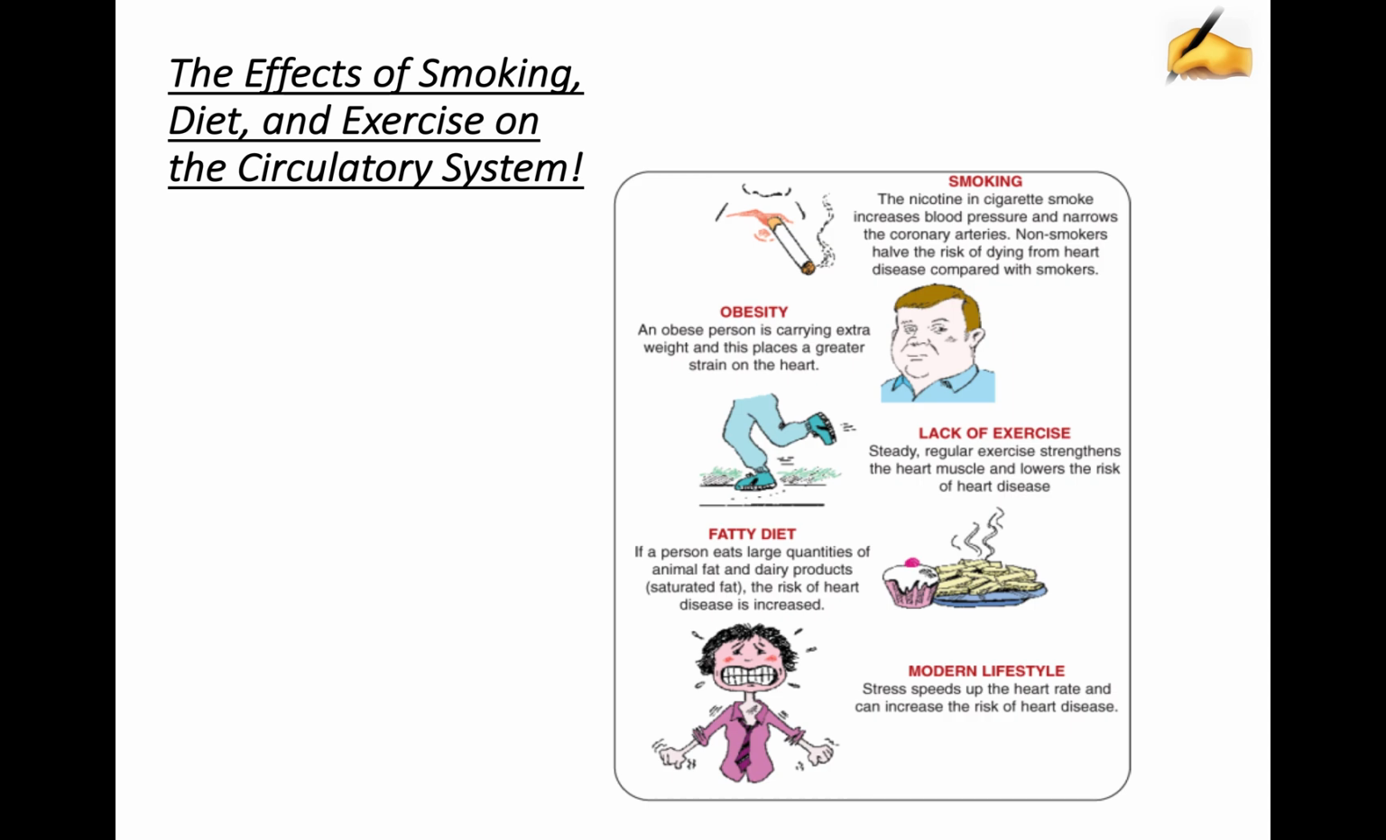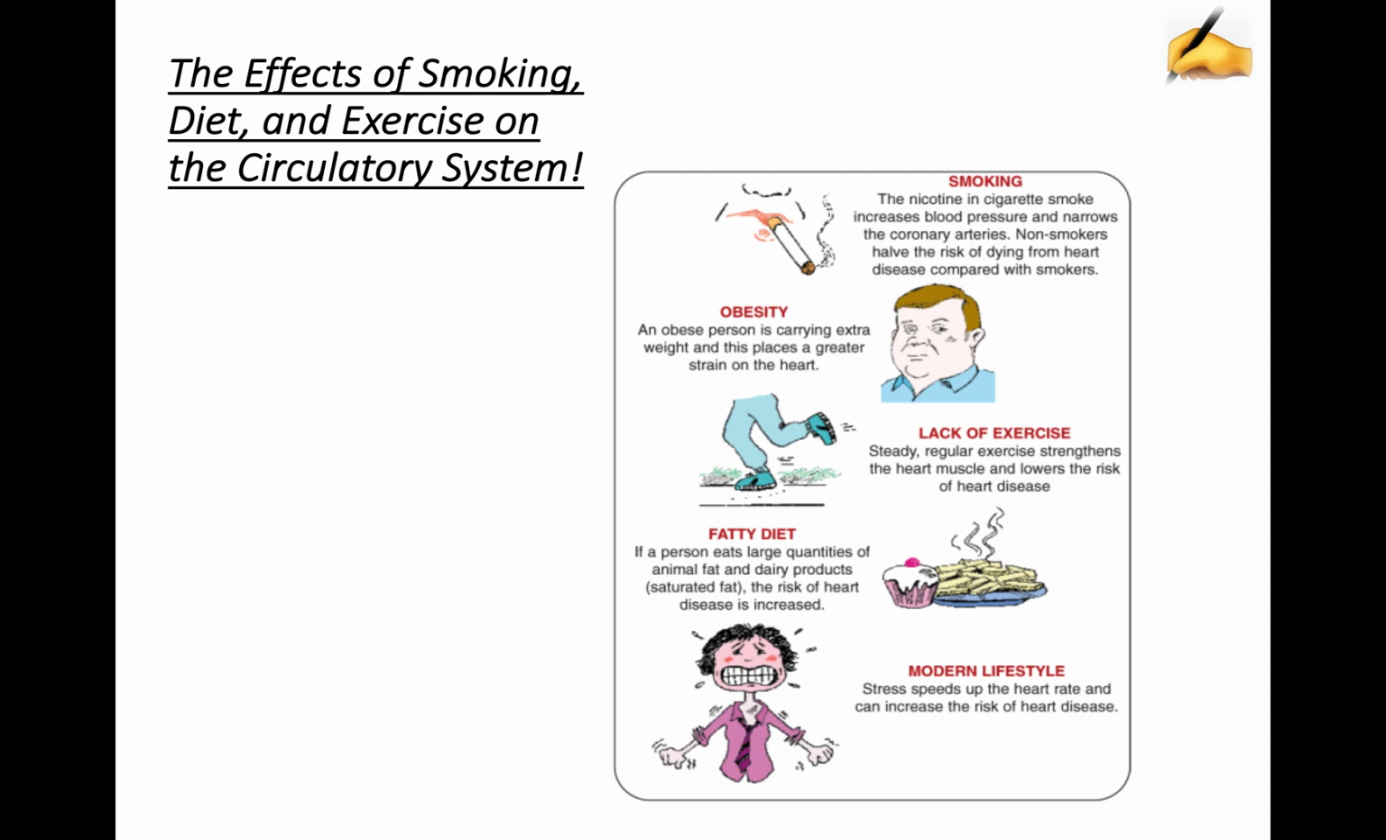Fatty diet. If a person eats large quantities of animal fat and dairy products, such as saturated fats, the risk of heart disease is increased. Okay, so that is harmful to your body. It's also harmful to your circulatory system, and it may be harmful to your blood vessels as well. Therefore, this increases the stress on the heart and also increases the heartbeats per minute.